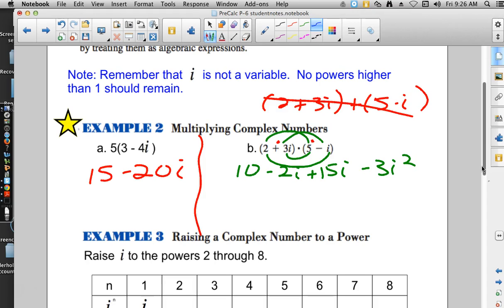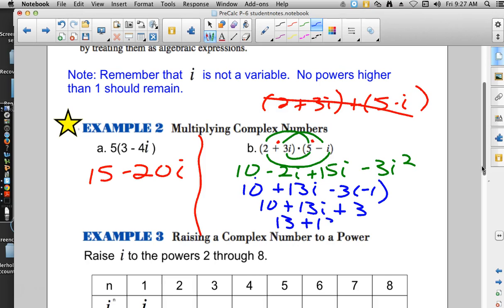That's it. So we have this 10, and we're thinking, well, I'm not going to do much with that, but I've got a negative 2i plus 15i, that's going to be 13i, and we get to that last one, and we should be saying to ourselves, wait a minute, i squared is negative 1. So there is more I can do here, because negative 3 times negative 1 is plus 3. So now I can do 10 plus 3 is 13. Plus 13i.